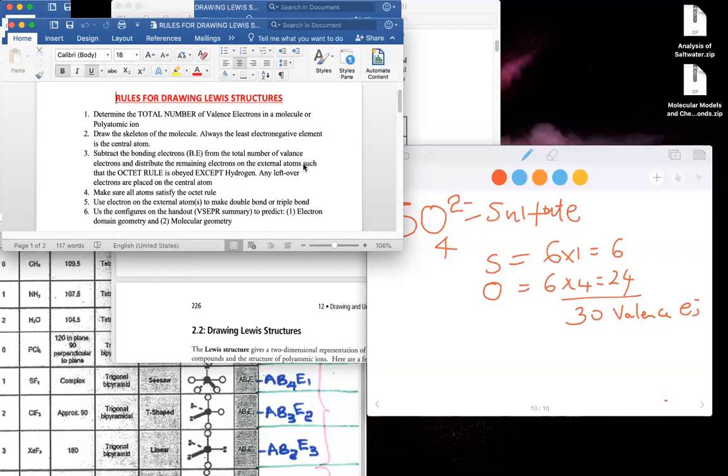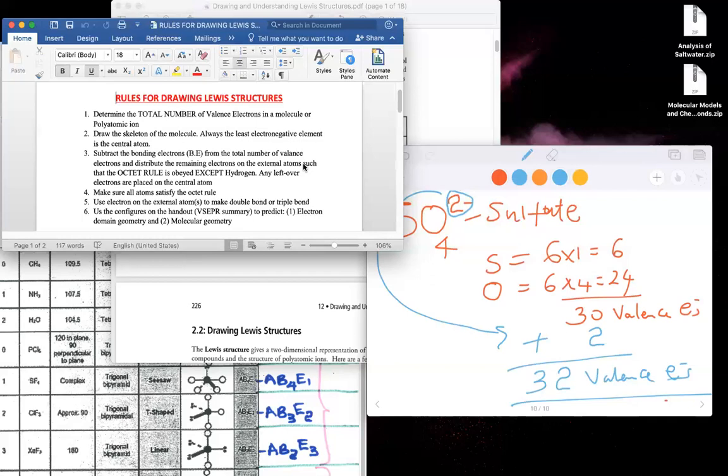There is something you need to do with the overall charge of -2. Because of these 2 right there, we will add 2. So we have 30 plus 2, 32 valence electrons. That's how you find the total number of valence electrons for a polyatomic ion. If it was an overall charge of -3, then we add 3 electrons. If it is an overall charge of -1, we add 1 electron. If it is an overall charge of positive, you subtract.